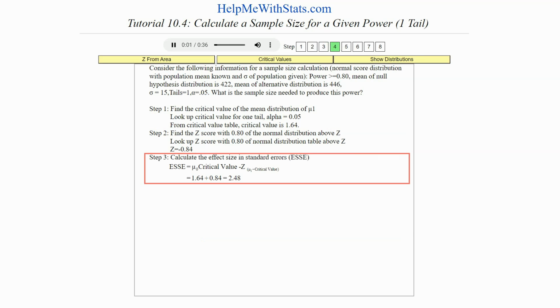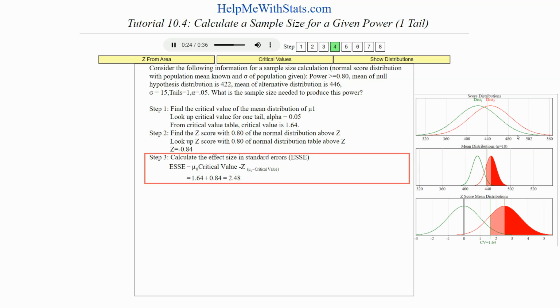Next, we need to determine the effect size in standard errors, SE. The SE is the distance between the means, but this is also equal to the critical value plus the z-score of the distance between the critical value and the mean of the alternative distribution. The SE works out to 1.64 plus 0.84, which is 2.48. The two distributions are 2.48 standard errors away from each other.